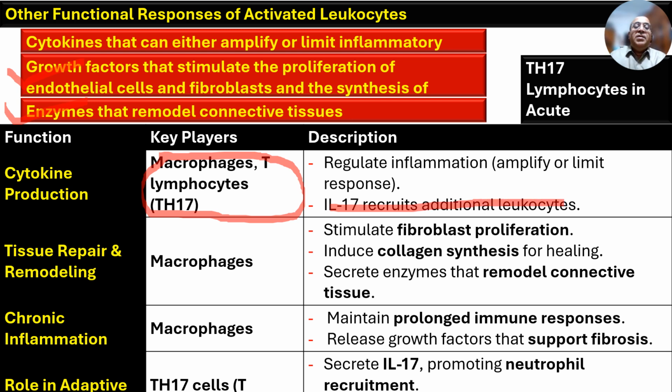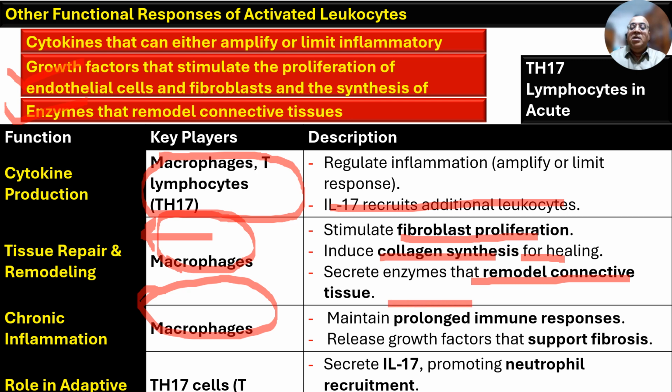Then macrophages are the major cells responsible for initiation of tissue repair and remodeling. They stimulate the production of fibroblasts. They induce collagen synthesis that starts the process of healing. And they also secrete enzymes that remodel connective tissue. Macrophages are also implicated in chronic inflammation to maintain prolonged immune responses, and they also release growth factors that support fibrosis.